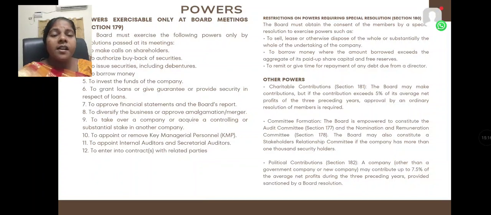And as for other powers, he can make charitable contributions, but in case it exceeds 5% of the average net profit, he has to seek the approval of the board. Then he has the power to form committees: the audit committee, nomination and remuneration committee, and stakeholder relationship committee. Then he also has the power to make political contributions up to 7.5 percent. In case it exceeds 7.5 percent, he has to get approval from the board. A resolution has to be passed, and only after that can he exercise his power.